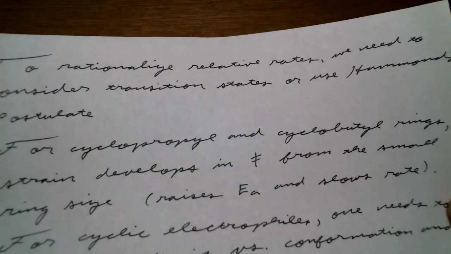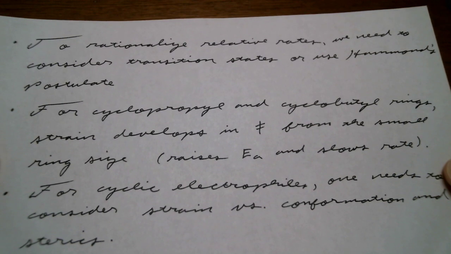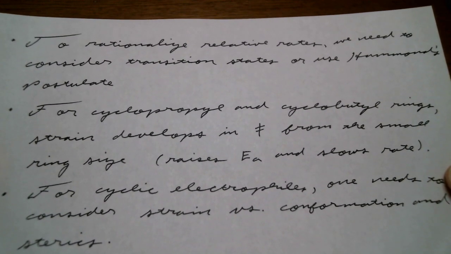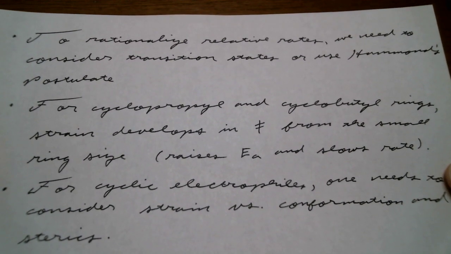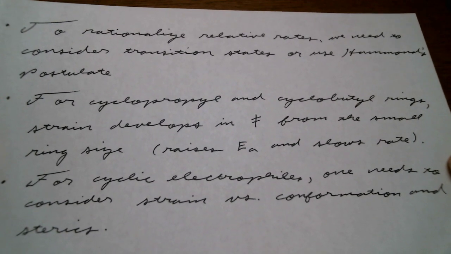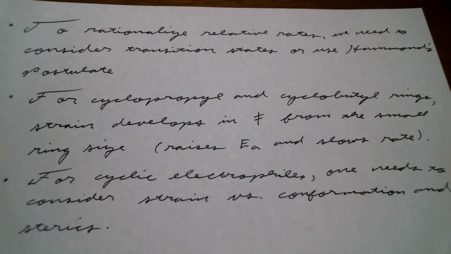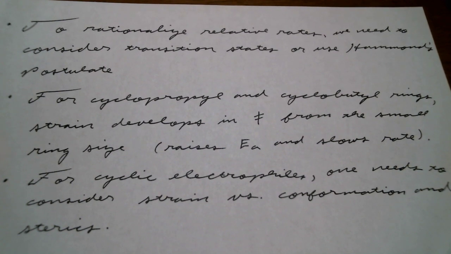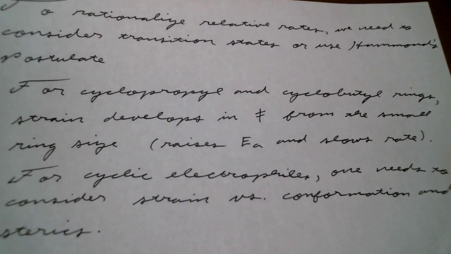So, to rationalize relative rates, we need to consider transition states or use Hammond's postulate. For the cyclopropyl and cyclobutyl rings, strain develops in the transition state from small ring size. This raises the activation energy and slows the reaction rate. For cyclic electrophiles, one needs to consider strain versus conformation and the sterics. As we pointed out, the axial hydrogens in the low energy cyclohexane conformation of bromocyclohexane posed a challenge to our incoming nucleophile.